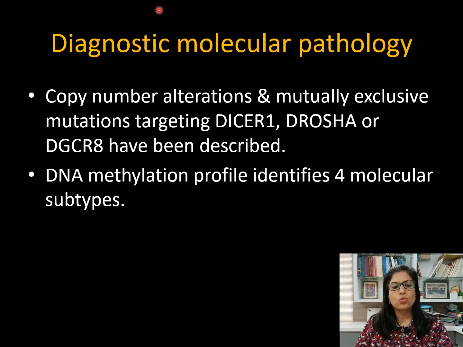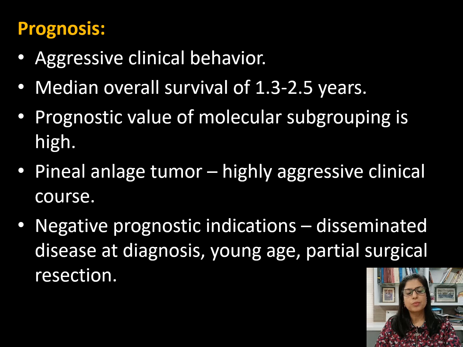Now coming to diagnostic molecular pathology, the copy number alterations and mutually exclusive mutations targeting DICER1, DROSHA, or DGCR8 have been described. DNA methylation profile identifies these four molecular subtypes.